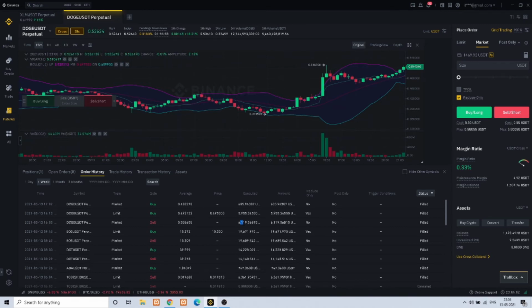Now, if I would have used all my gunpowder on the first trade, it would have been a disastrous situation right now. By now, my account would have even got liquidated, right? So we saved our gunpowder and we shot it when we had the right moment. Here, we took our first profit.